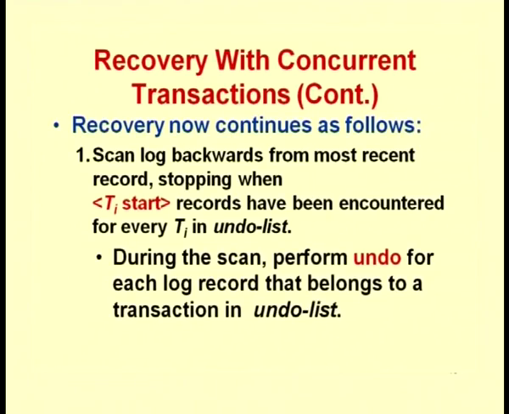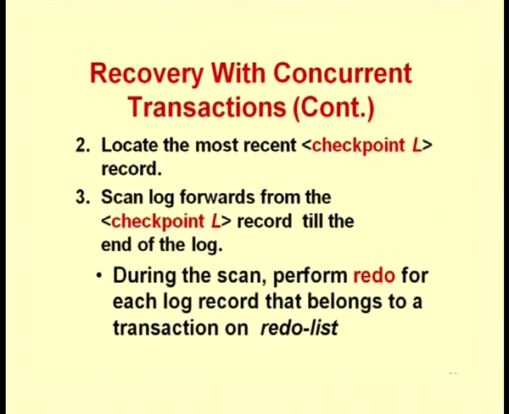So, all the transactions that are there in the undo list. During the scan you perform undo for each log record that belongs to a transaction in the undo list. So, locate the most recent checkpoint L record and then you scan forwards from the checkpoint L. The same process we followed for the sequential, there we had only one transaction, here we are talking about concurrent transactions.